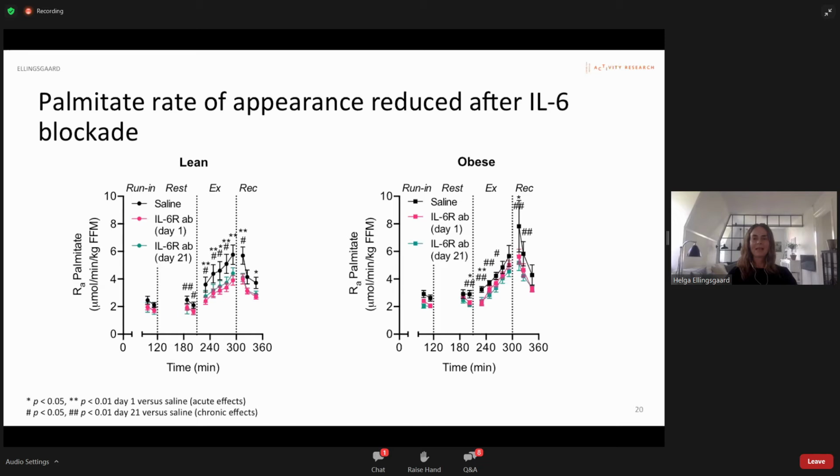So this means that in the absence of the IL-6 signal, more fatty acids stay within the cell. And the way that we view this currently is that there is more intracellular reesterification taking place. But when we compare the effect of IL-6 receptor blockade in the lean and obese group, it showed no significant difference. But I think it's fair to say that it appears as if the effect of the IL-6 receptor antibody is a bit less pronounced in the obese group compared to the lean group.